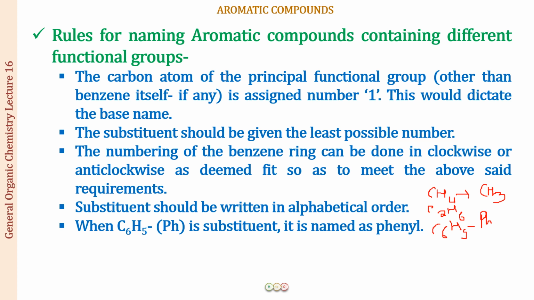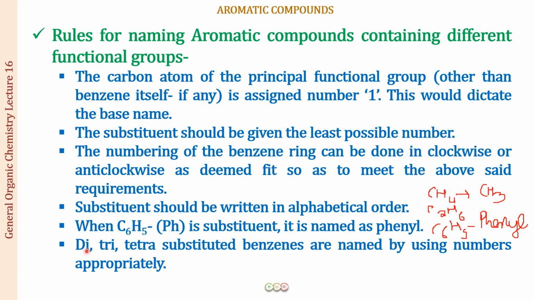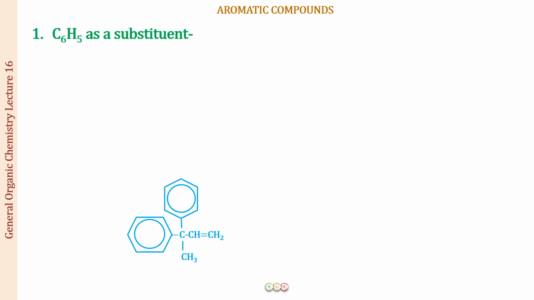Alright, so this is one thing which you have to very importantly remember. We will be seeing more of this when we are going to do some structures, but please do remember that C6H5 is called phenyl, it is not called benzyl. The next is that if they are di, tri, tetra substituted benzenes, then they are named by using the numbers appropriately. Next, let us see a few examples where C6H5 is going to act as a substituent. So this is the phenyl ring, right? So let us see the few examples.